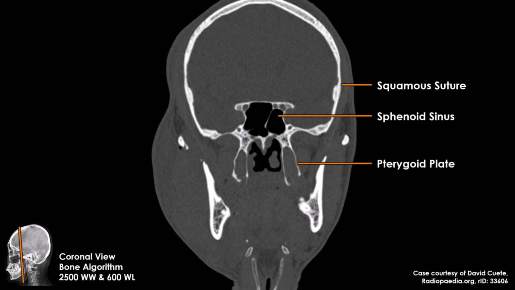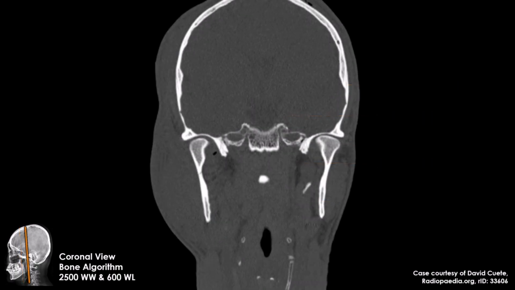These thin, flat bones extending from the sphenoid bone are called the pterygoid plates. This bone on the lateral edge of the face is the zygomatic arch. It's formed by the zygomatic process of the temporal bone and the temporal process of the zygomatic bone. And of course, this bone is the mandible.